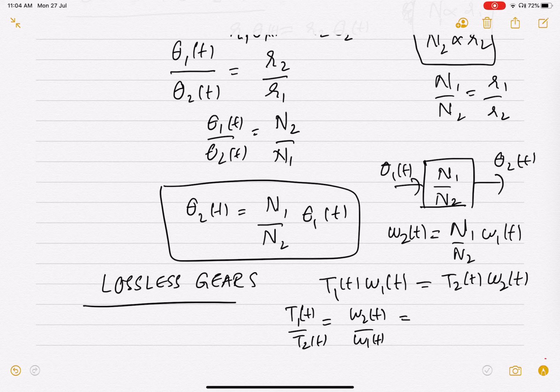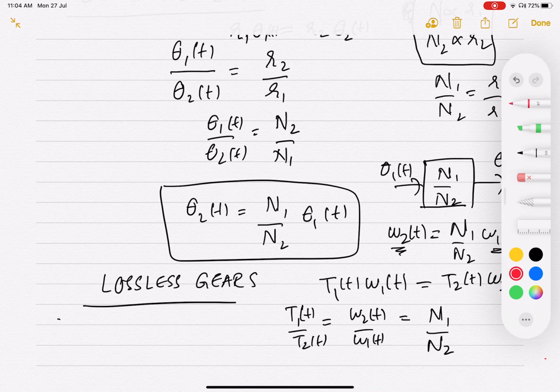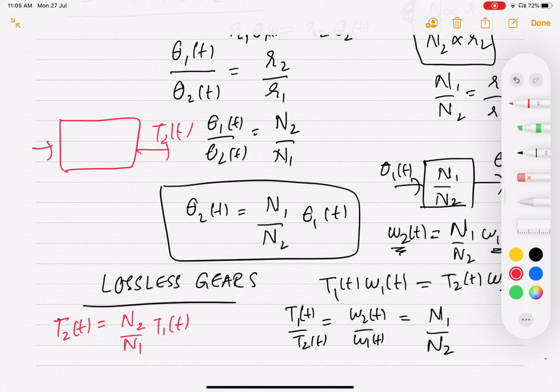Which is going to be, since the relationship between omega 2 and omega 1 is equal to n1 by n2, so it is going to be n1 by n2, which means that T2(t) is going to be n2 by n1 T1(t). And if you want to draw this using the block representation, this is your T2(t), this is your T1(t), and you have in between N2 by N1.